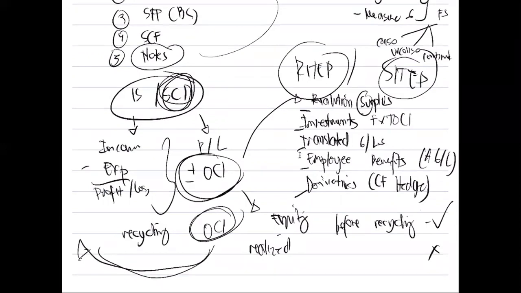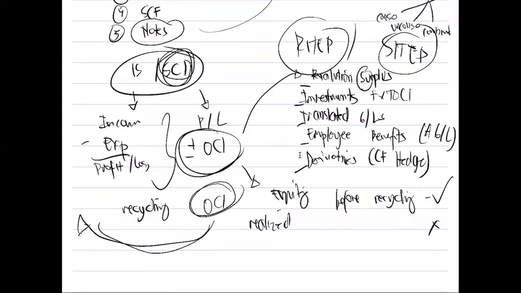What do we do then? If there is no more recycling, what is recycling again? Transferring of OCI to profit or loss. Since there is no recycling, what do we do? We transfer directly to retained earnings, or to equity.